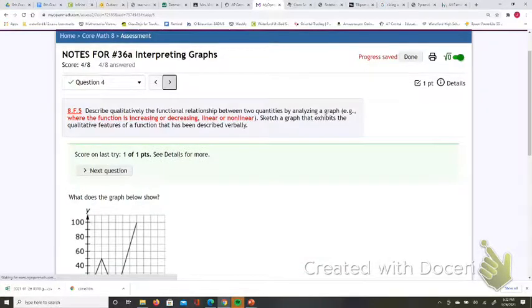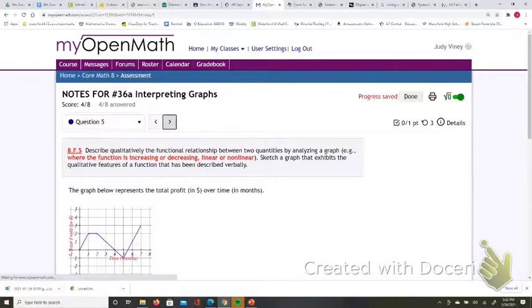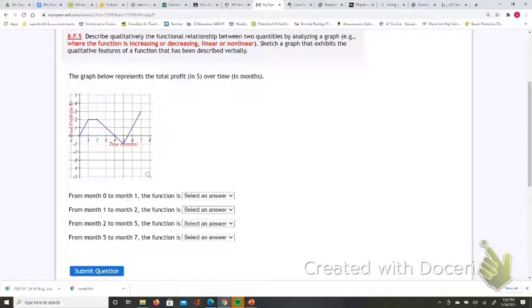Number 5. The graph below represents the total profit in dollars over the time in months. From month 0 to month 1, the function is, and we have to say if it's increasing, decreasing, or constant. So from month 0 to month 1, can you see that it's going up? It is increasing.